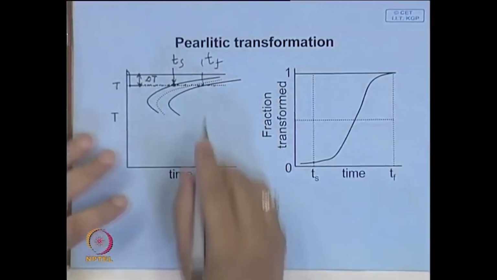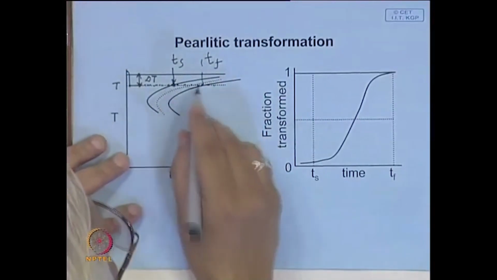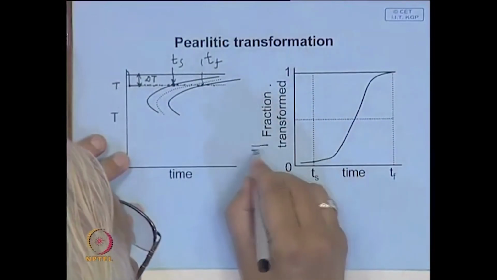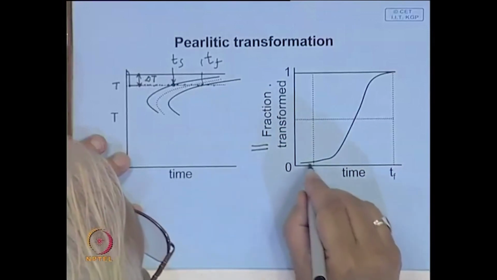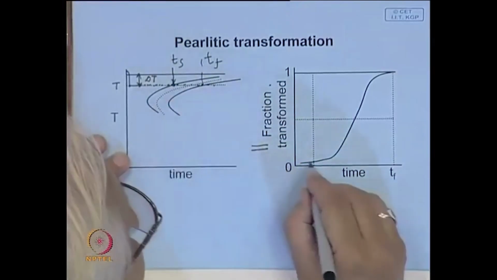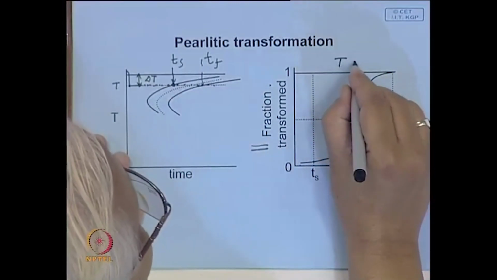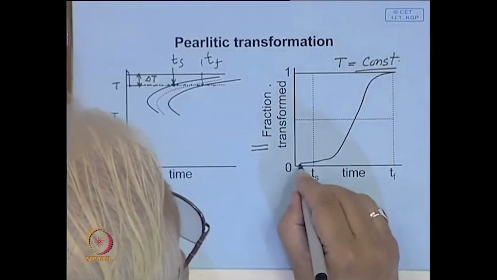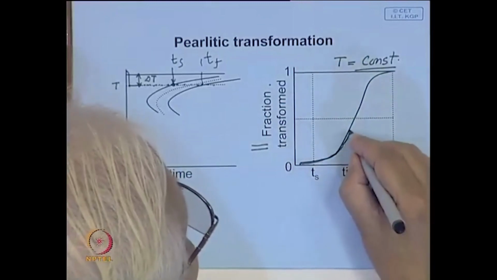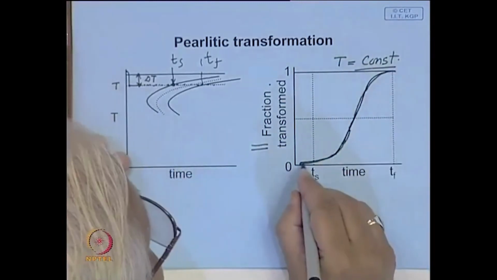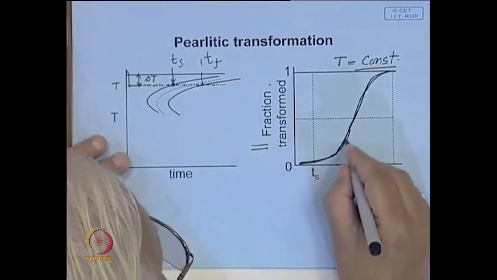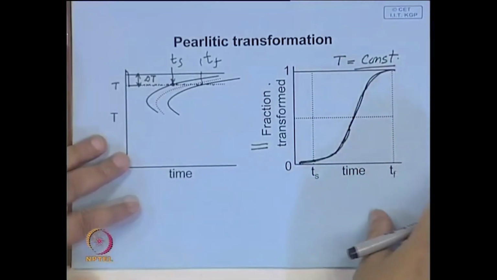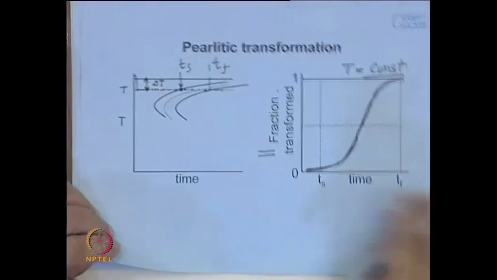And how does this volume fraction increase with time? If you generate a plot, you get something like this, you call this fraction transformed. And if you plot this fraction transformed, often you find that at a fixed temperature, that is, T is constant, isothermal means constant temperature, this is the type of plot that you see. That means initially the transformation is slow, it picks up, in between it has a maximum, then it goes like this. And what we will see, how does this take place?